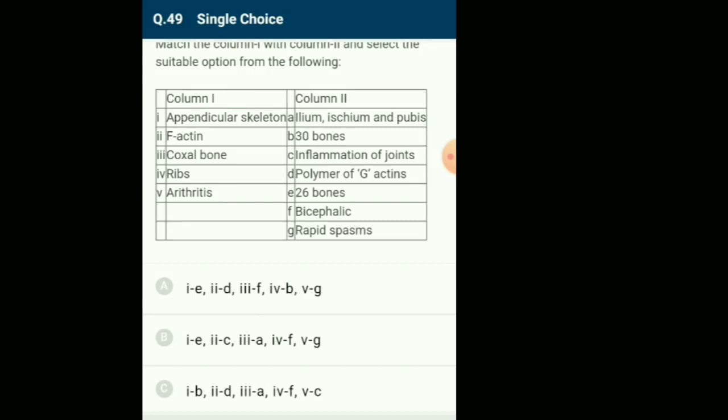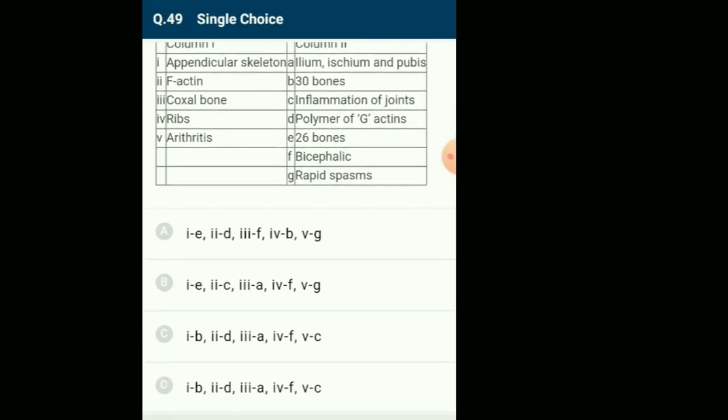bicephalic. Arthritis is a swelling and tenderness of one or more joints. The main symptoms of arthritis are joint pain and stiffness. Spasms of skeletal muscles are most common and are often due to overuse and muscle fatigue. So the answer for this question is option C. C is correctly matching.